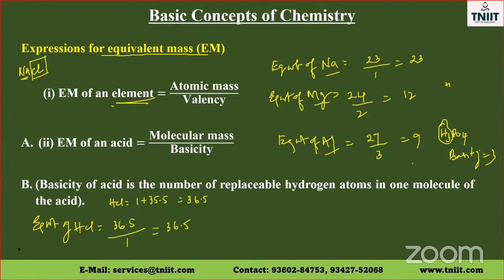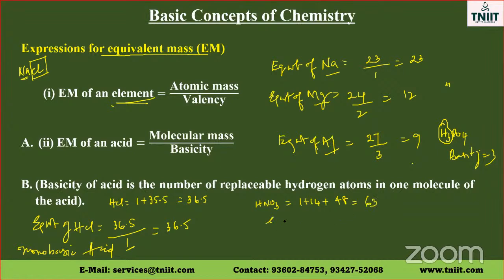We call those monobasic acids. When basicity is 1, we call that a monobasic acid. For a monobasic acid, molecular mass and equivalent mass remain the same. Now, the second example, HNO3, nitric acid. The molecular mass is 1 plus 14 plus 48. So it will be 63.